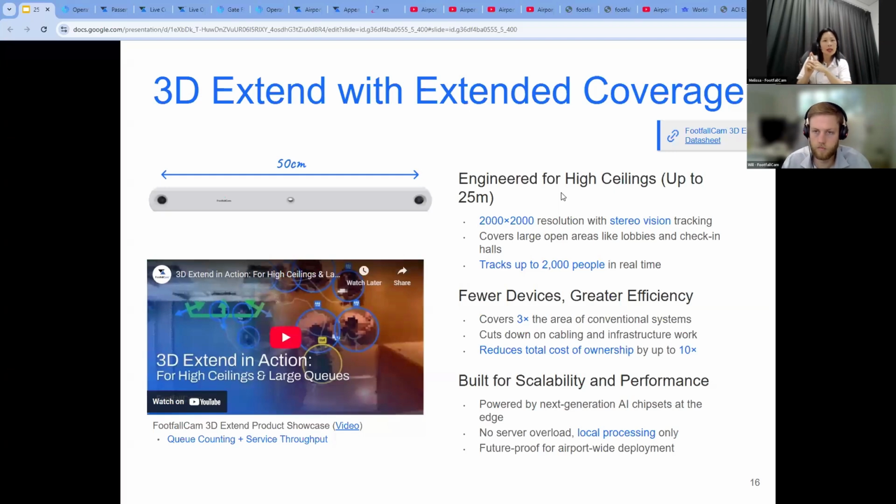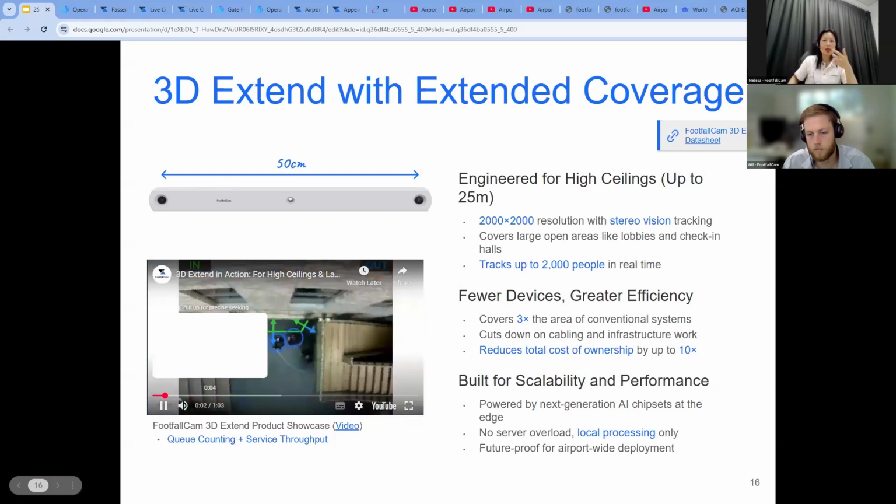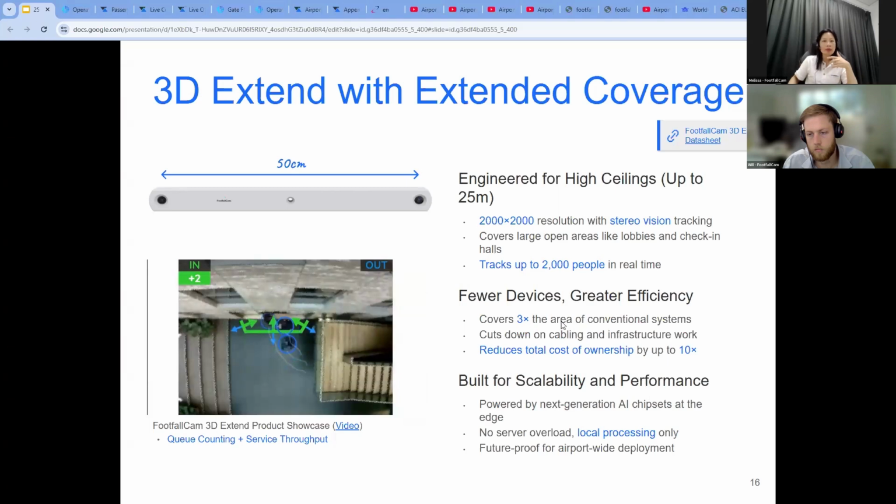And with the latest hardware and AI upgrades for our Extend, this sensor now features a 2000 by 2000 pixel resolution. So you can process video at 15 frames per second and it is capable of tracking up to 2000 people simultaneously in one single wide area zone, in one viewing angle. That means we are now able to cover 3 times the area of any competing system without sacrificing accuracy.